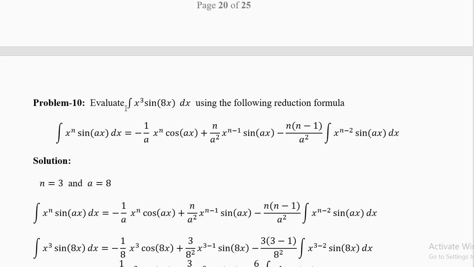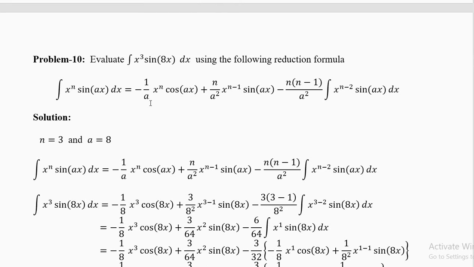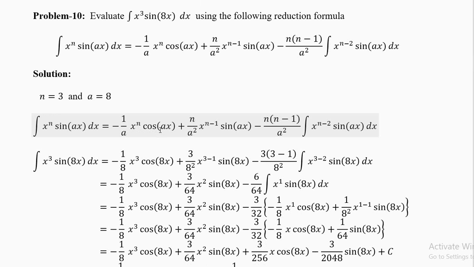Now let's look at evaluate x power 3 sine 8x using the following reduction formula. This type of reduction formula we have seen before. N equal to 3, a equal to 8. The first term is minus 1 over a x power n cos ax. So you'll get minus 1 over 8 x power 3 cos 8x. Your second term is n over a square. So 3 over 8 square is 3 over 64.